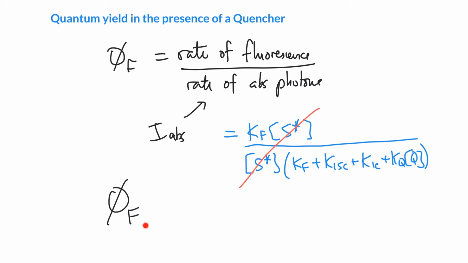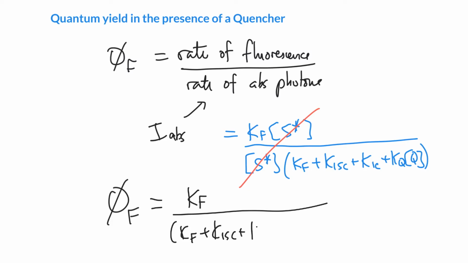So again, this comma 0 has now disappeared here, and this is equal to Kf divided by the sum of Kf and KISC and KIC, and that quenching rate constant times that Quencher concentration. And you can see this is exactly the same as the expression we derived before. When we had no Quencher, we would write that comma 0 in. If there were no Quencher, then this last term here has basically vanished. And so the expression for the quantum yield in the presence or the absence of a Quencher looks exactly the same at this point.